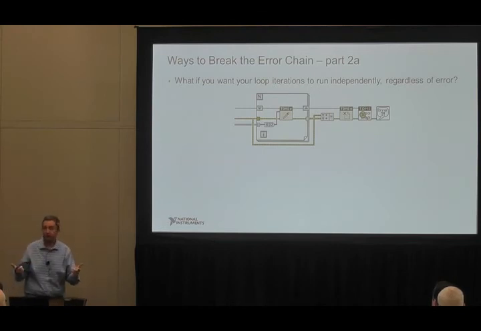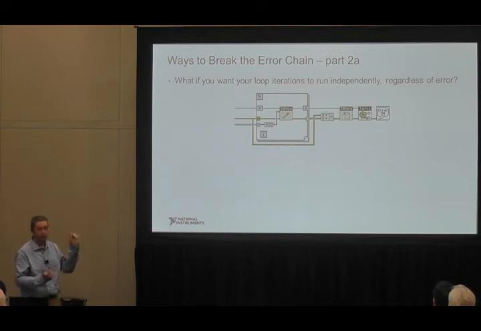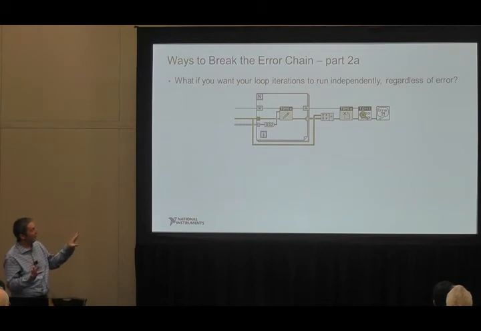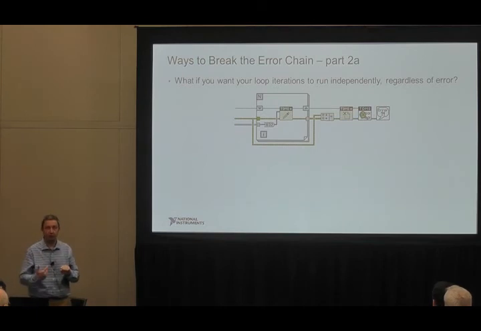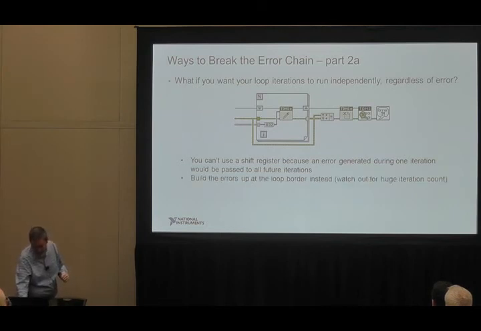In that case, you can't use the shift register, because as soon as the error goes in to the right, only the error is ever going to come out on the left again. So in the case where you want your iterations to run independently regardless of error, your code needs to look like this picture up here. So you can see we're using a shift register for the ref num so that we don't screw that part up. But then for the errors, we're still using tunnels, but we're building up the errors on the end so that every iteration can run and have a chance to do its thing regardless of what happened on a previous iteration. We can't use a shift register, like I said, because the error generated would screw up future iterations. So instead, we build up the errors on the loop border.